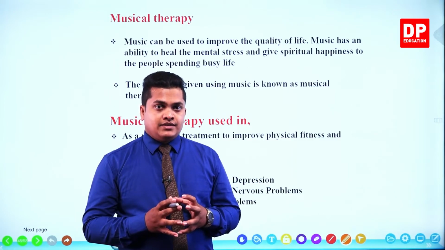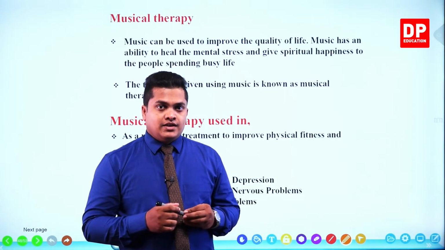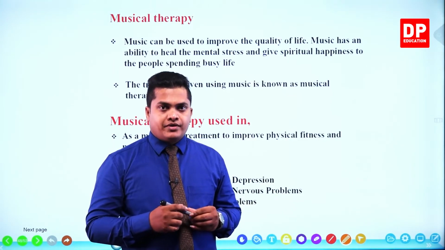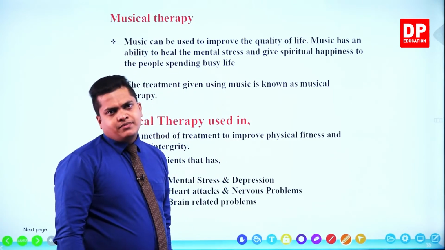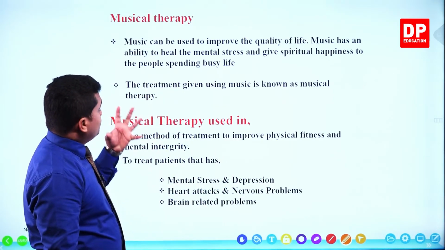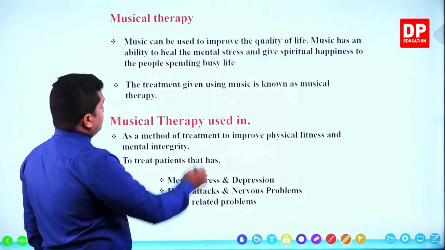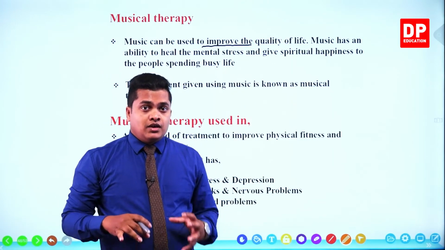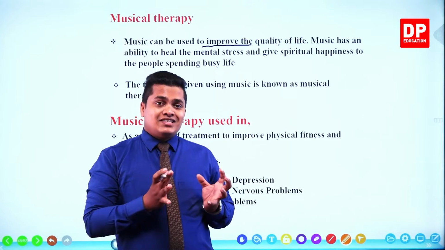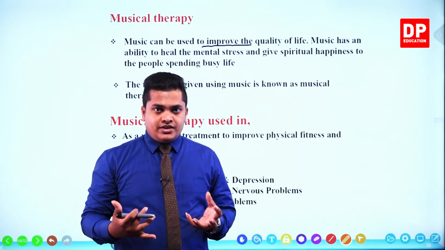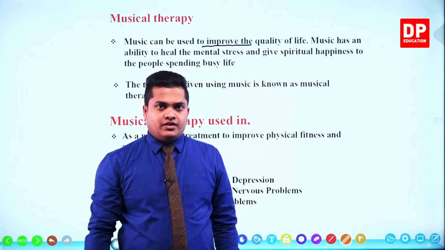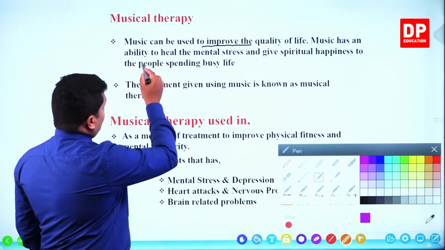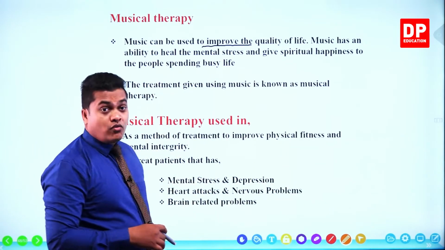Next part, or the next session, is about musical therapy. Musical therapy. So we'll see what we mean by musical therapy. Music can be used to improve. Improving means we can increase the quality. Increasing the quality is referred to as improving, right? So music can be used to improve the quality of life.